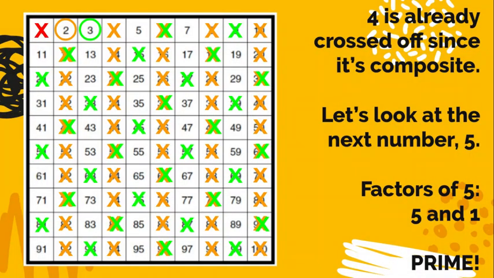Okay, once you are finished crossing off the multiples of 3, let's look at 4. It's already crossed off. Oh, right, because it's composite. It's a multiple of 2. All right, so let's skip ahead then and look at the number 5. Factors of 5: 5 and 1 only, so that makes 5 prime.